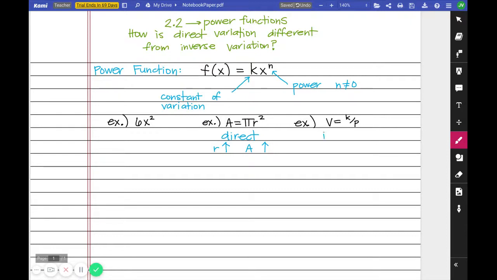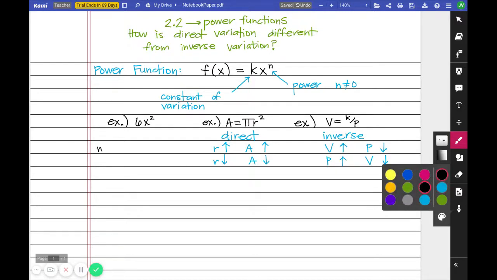This next one is called inverse. Let's get rid of the as. When volume increases, pressure decreases, or vice versa. If pressure increases, volume decreases, right? They go inverse of one another. I guess we could say the same thing over here. If we make our radius smaller, the area of our circle is also smaller. Okay, so those are some examples.